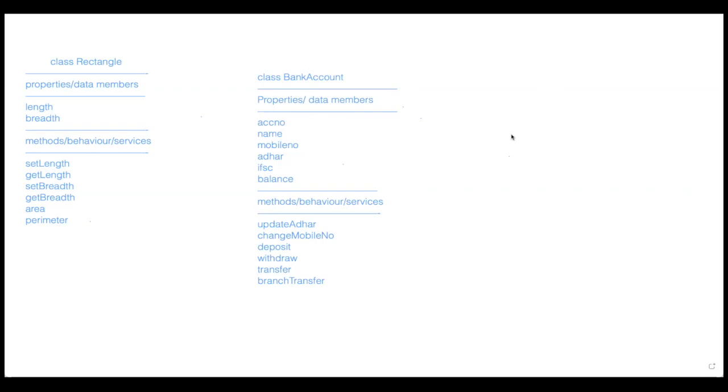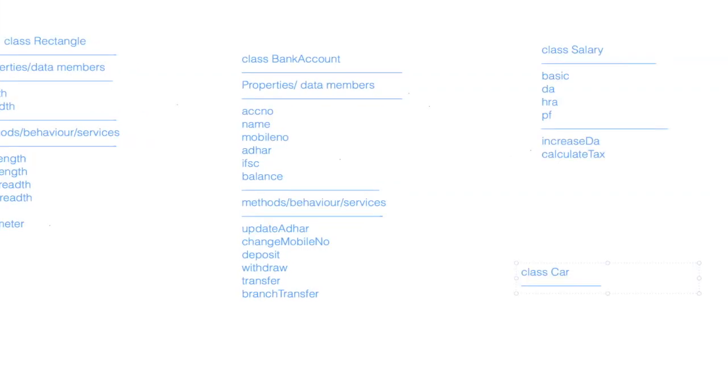Now it is your turn. Identify the data members and methods of the circle. Consider a class as a circle and identify the data members and methods in it. And one more task, consider the class student and identify the data members and methods in it. For the car, you just tell me what can be the data members and methods.